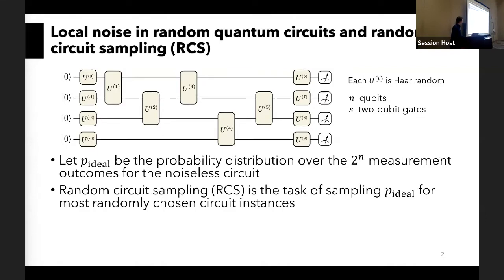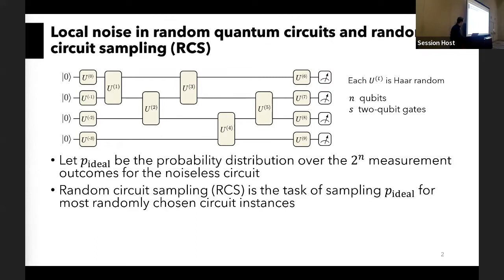And when we say random quantum circuits, we mean that we'll choose each of these unitaries in the diagram to be independently random from some random ensemble. And in our work, we'll choose the Haar measure, although our results hold for any exact two design. And then once you've done that, you can define a concrete computational task called random circuit sampling, which is to, given as input a description of a circuit as above, produce a sample from this output distribution P ideal, and do so successfully for most instances, but potentially not every single randomly chosen instance.